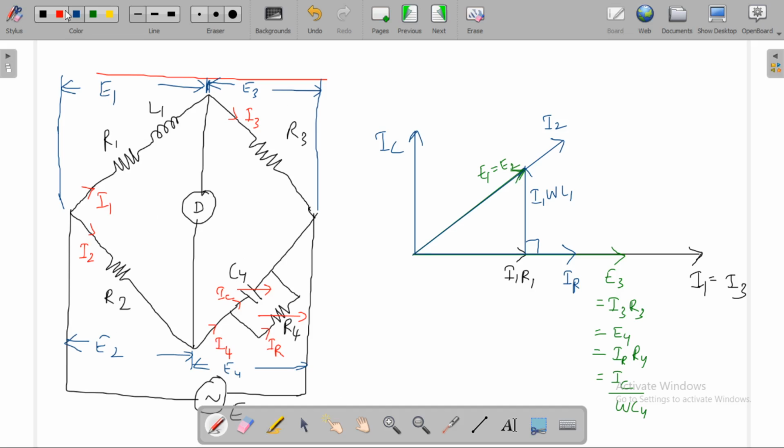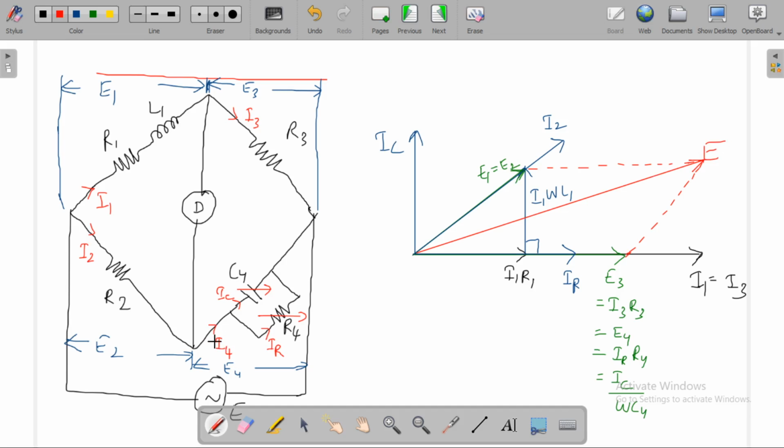Now E is the phasor sum of E1 and E3, or E2 and E4. So the phasor sum of E1 and E3, or E2 and E4, is E. So this will be E.